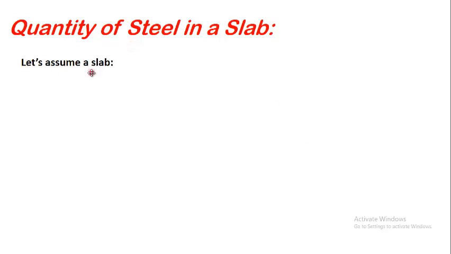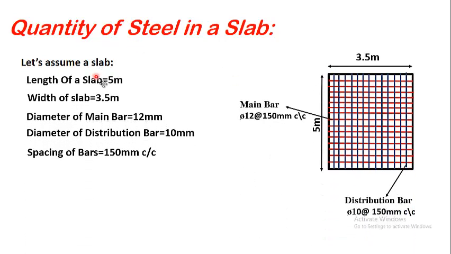To start our calculation, let's assume a slab. The length of the slab is 5 meters, as you can see in this picture. The width of the slab is 3.5 meters. The diameter of the main bar, the one in red color, is 12 mm, and the diameter of the distribution bar, the one in blue color, is 10 mm. The spacing between main bars and between distribution bars is 150 mm center to center.